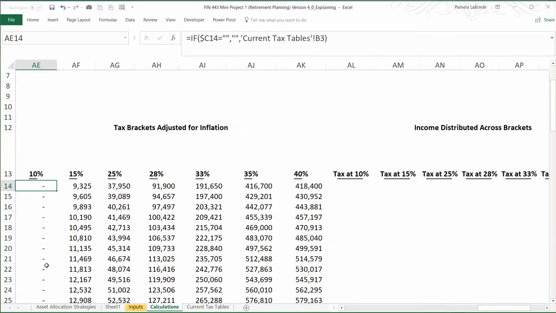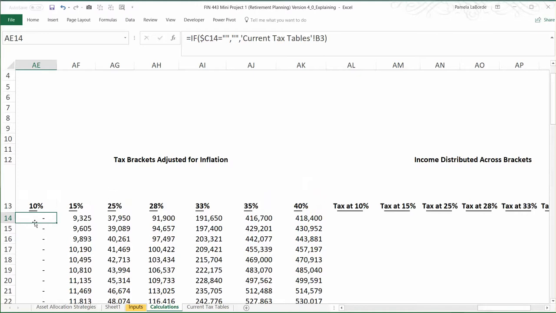And even though the 10% column's starting amount is 0, I put it in here anyway. The values in columns AE through AK are the current tax table bracket dollar amounts indexed for inflation every year. So if they're dead, put blank. Otherwise, for the very first row, I just linked the value from the current tax table tab.